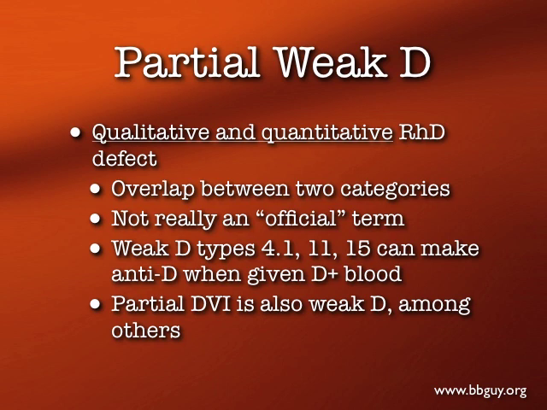And if you look at certain forms of partial D, for example, the most common one in Caucasians, partial D6, it's actually a weakly expressed D antigen. In other words, it has fewer of those abnormal D antigens on the surface. So there is definitely a lot of overlap, and it complicates things pretty substantially.